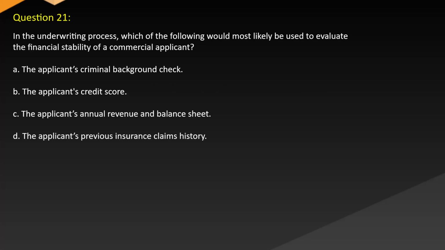Question 21. In the underwriting process, which of the following would most likely be used to evaluate the financial stability of a commercial applicant? A. The applicant's criminal background check. B. The applicant's credit score. C. The applicant's annual revenue and balance sheet. D. The applicant's previous insurance claims history.